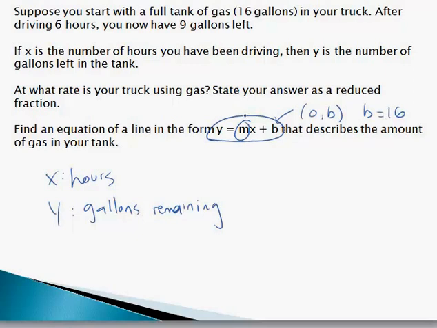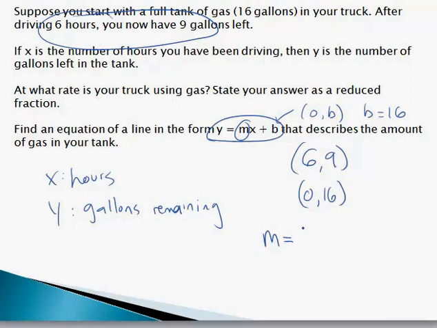Okay, so this one's worded a little bit differently. I'm going to translate that into a point on my line. Drove for 6 hours, 9 gallons, 6 comma 9. What's another point? Well, since we know the intercept, 0 comma 16. So in this case, I will use my slope formula, y2 minus y1 over x2 minus x1, to find the slope, and then I'll have my whole equation.